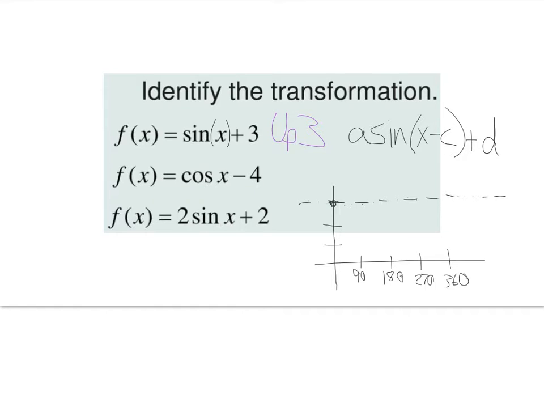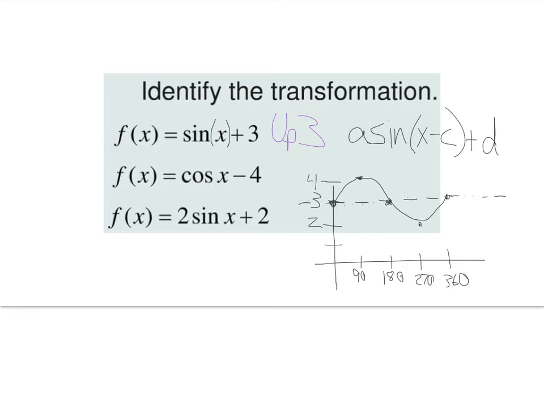So, at 90, I'm going to go up 1 unit from where I started. I started at 3. I'm going to go up to 4 at 90 and put a point there. Then at 180, we're back down on the middle. So it's 180, 3. At 270, it's going to be down at the bottom of my amplitude at 2. And then at 360, we're back up to 3. So guess what? Here is my y equals sine of x plus 3.